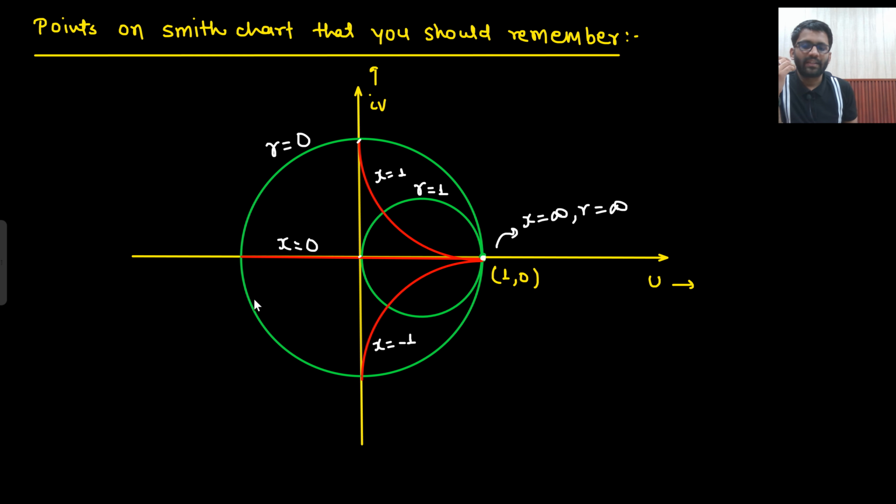Okay. So these are the points. This is r equals to 0, x equals to 0, x equals to 1, r equals to 1, x equals to minus 1. This curve is x equals to minus 1. This is 1, 0, from where all the circles are originated. Okay. And this point is your x equals to infinity and r equals to infinity.